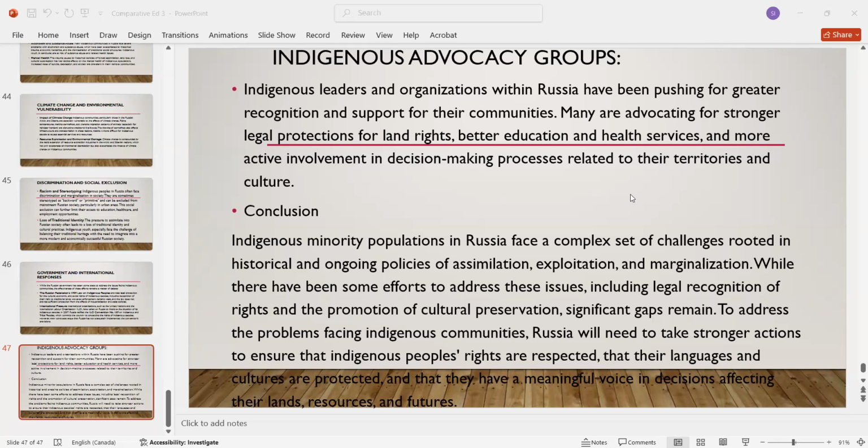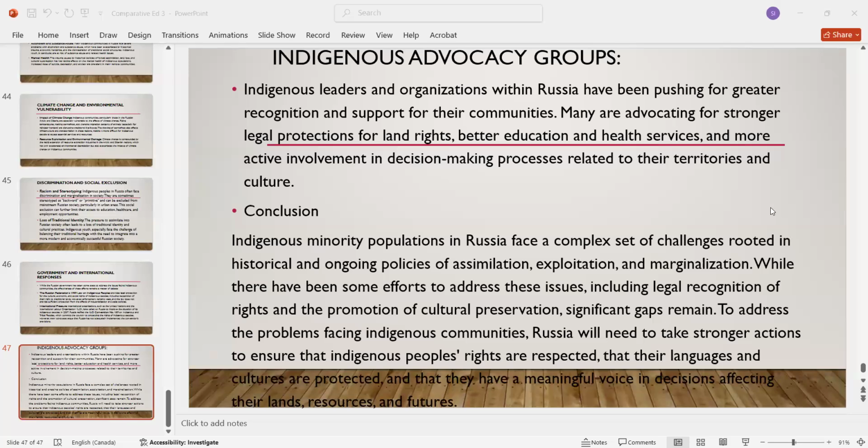So the conclusion: the indigenous minority population in Russia faces a complex set of challenges rooted in historical and ongoing policies of assimilation, exploitation, and marginalization. While there have been some efforts to address these issues, including legal recognition of rights and the promotion of cultural preservation, significant gaps remain. To address the problems facing indigenous communities, Russia will need to take strong action to ensure that indigenous people's rights are respected and their languages and cultures are protected.